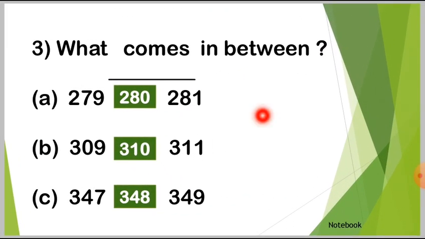Now what comes in between? So 279 and 281. Which number comes between these numbers? You tell me which comes after 79 and before 81. Yes, that is 80, isn't it? So between 279 and 281, the number is 280. Next is 309, 311.